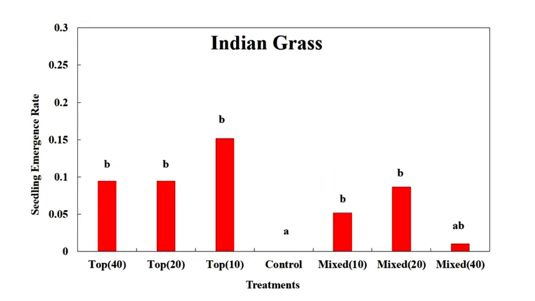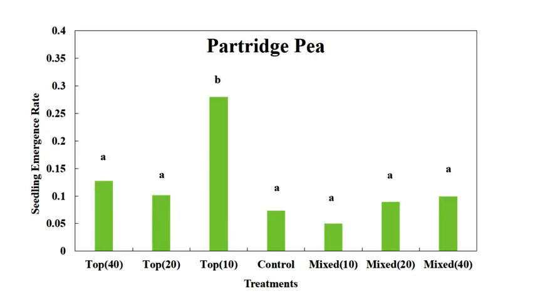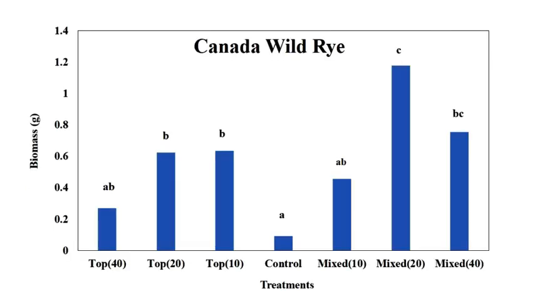For the Indian grass, the control one is significantly smaller than the other 5 treatments, except the mixed 40. For the wild bergamot, the mixed 10 is significantly smaller compared to the top 20 and the top 10. For the partridge pea, we can see the top 10 is significantly larger than the other 6 treatments. Next, let's look at the 16-day biomass.